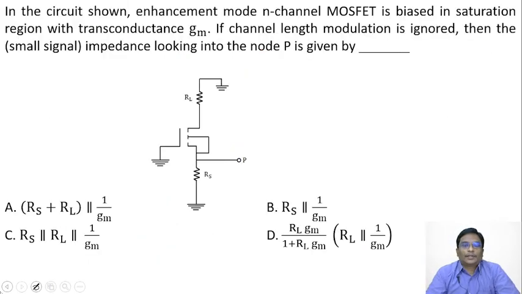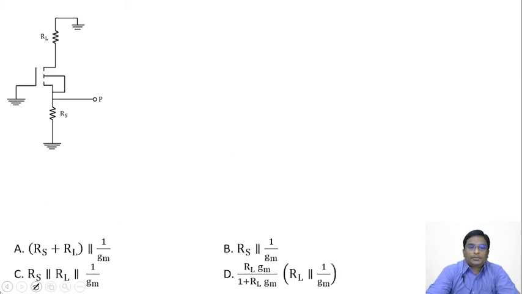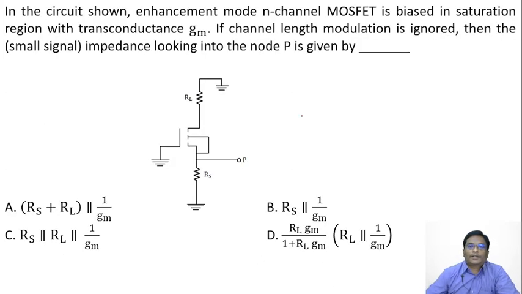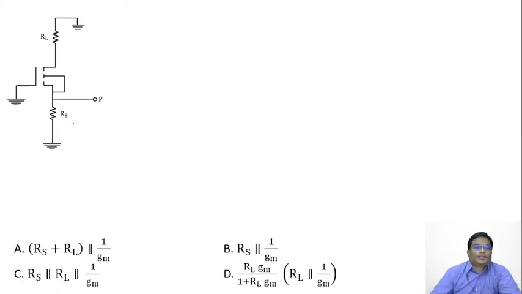The circuit shown has an enhancement N-channel MOSFET biased in the saturation region with transconductance GM. The channel length modulation is ignored. This is also a straightforward, easy question. What they're asking us to determine, if the channel length modulation is ignored, is the small signal impedance looking into the R naught, the output resistance. Okay, the output resistance looking into this R naught.